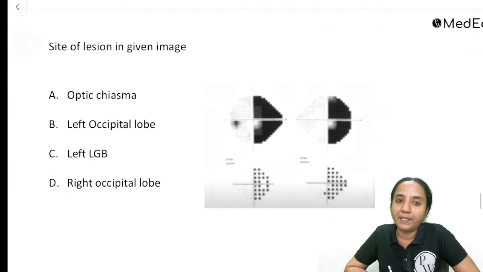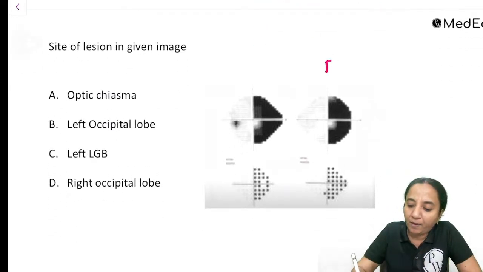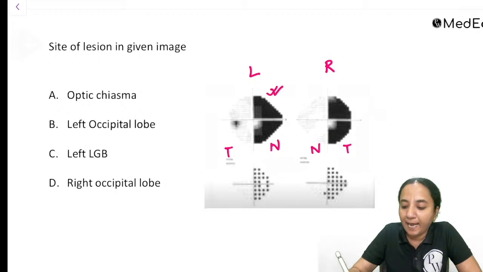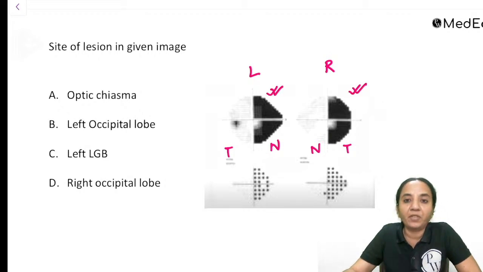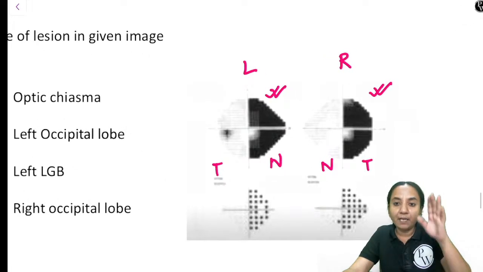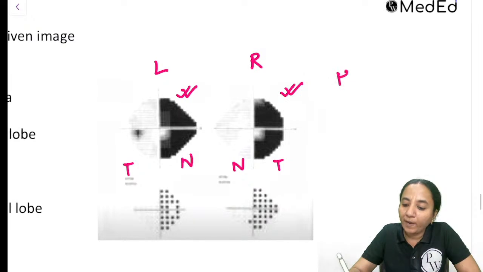Shall we go to the next one? Another similar question. Once again, we mark out the right and the left. This is the right and the left, and I mark out the nasal and the temporal. So what do you see? You see that the nasal field of this eye and the temporal field of this eye are affected. So the nasal field of one eye and the temporal field of the other eye are affected. So when you have this, we are going to call this a homonymous hemianopia.